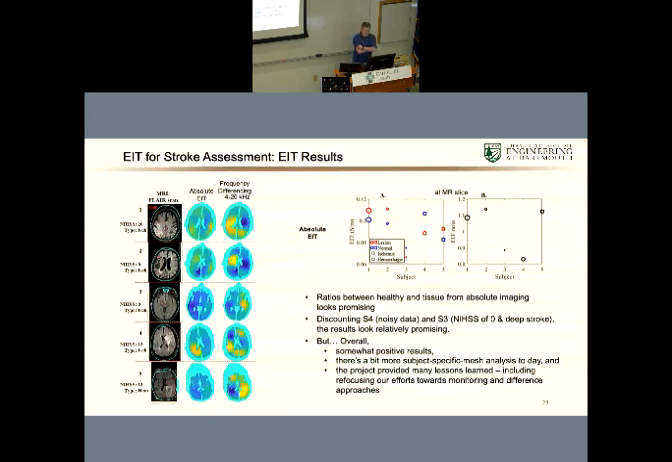Subject 3 really had a small stroke and a very deep stroke. So it's a real challenge. They said, okay, we'll recruit the person, but it seems like if we could image that, then this would be amazing technology.